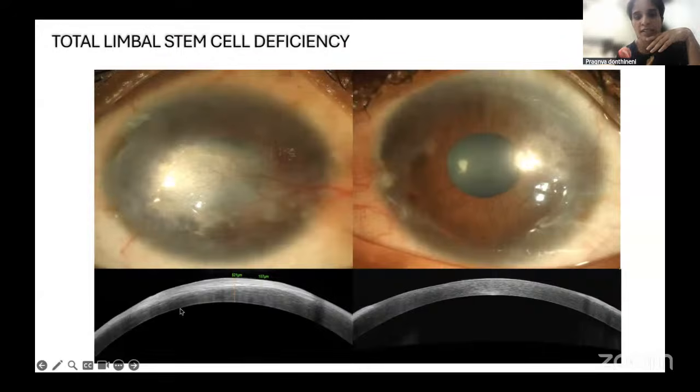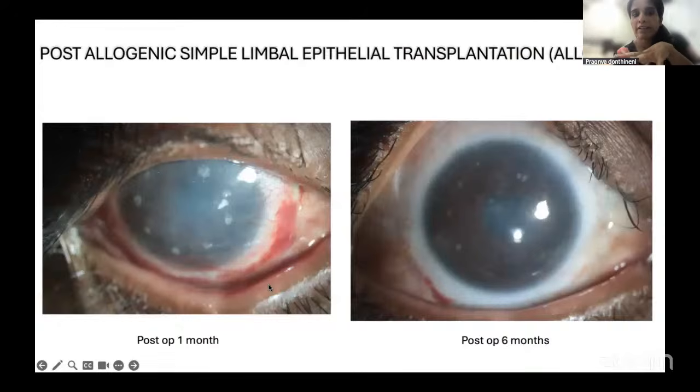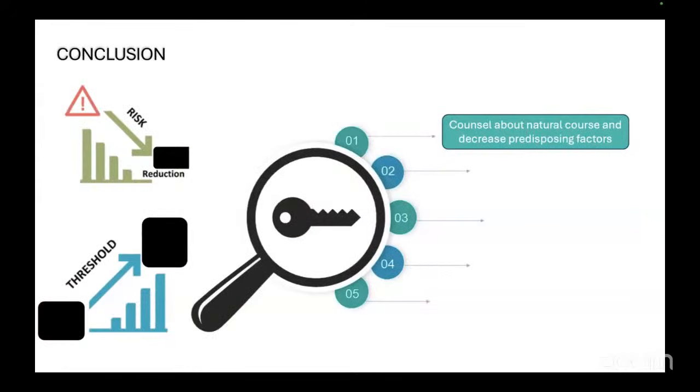Very rarely do we resort to surgical therapies, like in this patient who had total limbal stem cell deficiency. And in the OCT, you can see here that there's a thick pannus. Sometimes these patients do really well with simple limbal epithelial transplantation, and over a period of time, the patient maintained really good visual acuity. So, just to conclude.